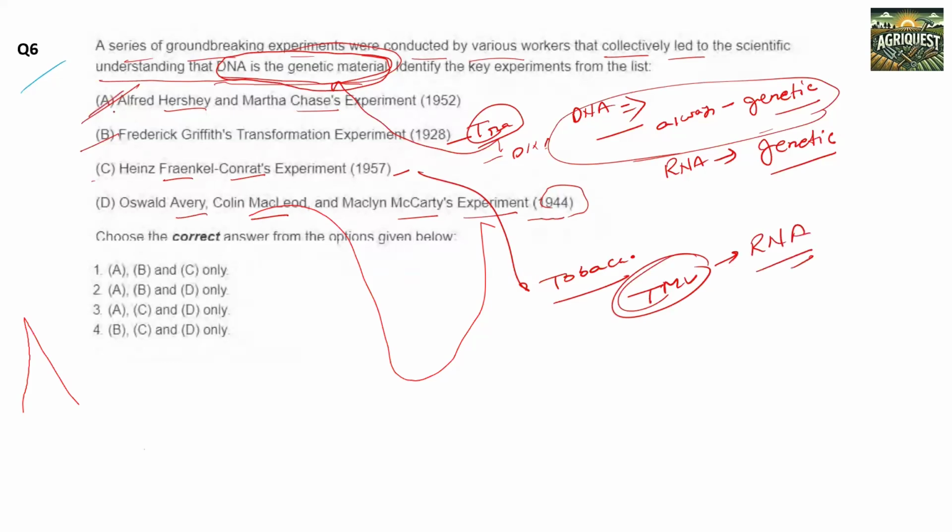So the scientists in A, B, and the third are all related to DNA as the genetic material. They proved that, but the Fraenkel-Conrat experiment showed RNA as the genetic material. So the correct answer will be A, B, D, the second option.